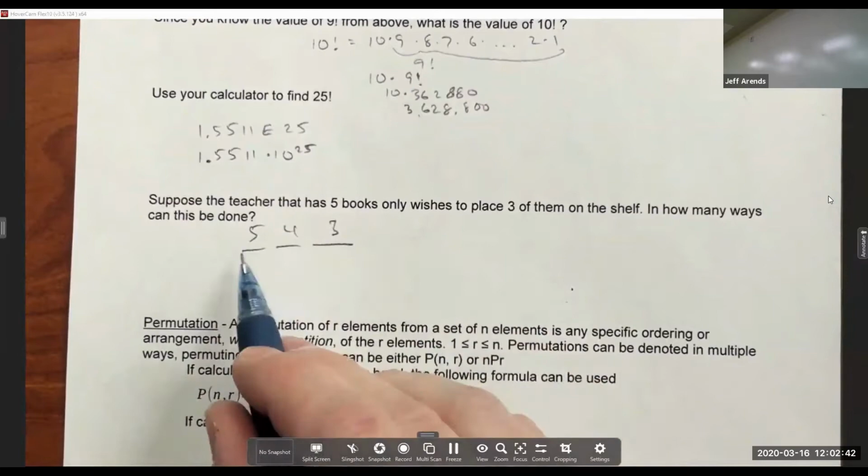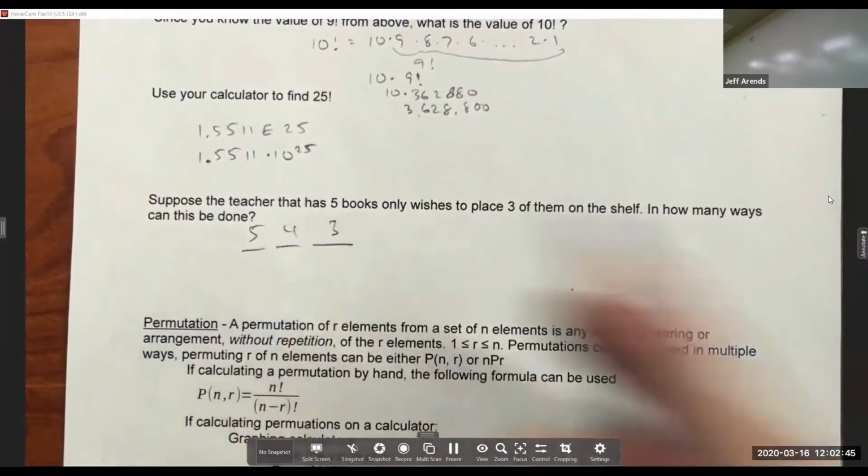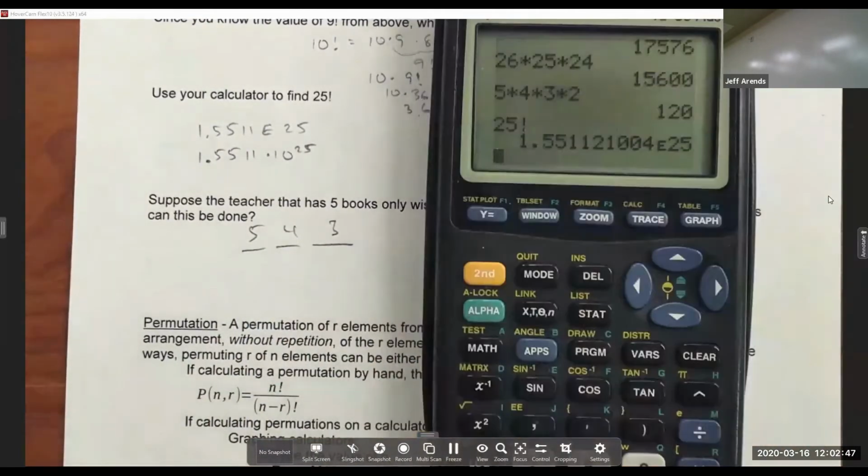For this number, it's easy enough to do. We can do 5 times 4 times 3. We could do that by hand. That's 60.